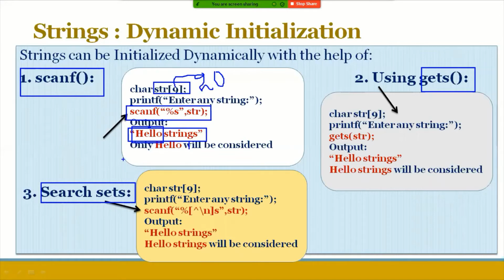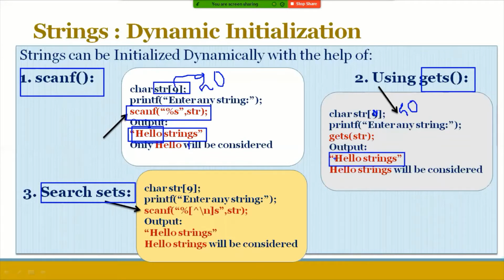This drawback we can overcome with the help of the gets function. In the case of the gets function, you just change this particular 9 into size 20. So once 20 memory locations are allocated, then we need to enter the string. For example, this string hello strings is entered through the keyboard.